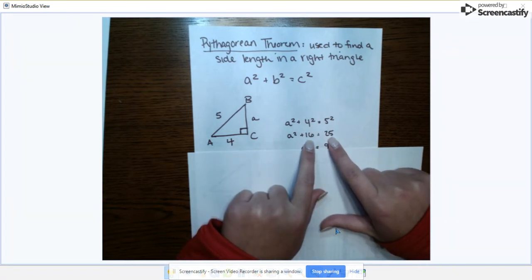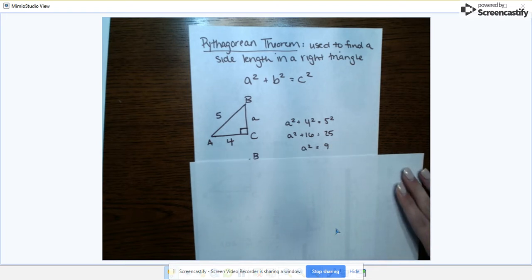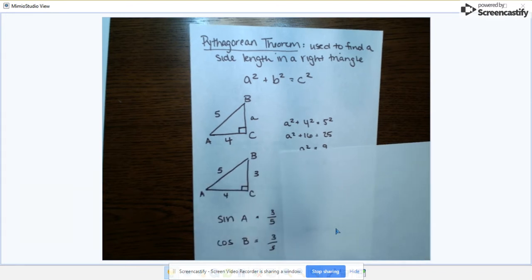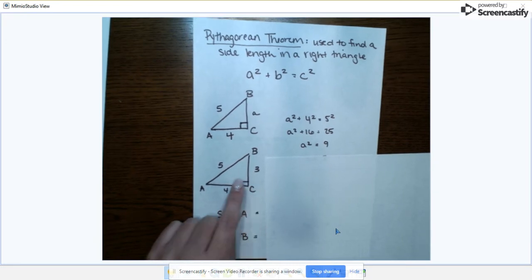Simplify 4 squared and 5 squared. I'm going to subtract this 16 to the other side. So now I have a squared equals 9. And if you take the square root, you get a equals 3. So now I redefined our triangle, and now I have a equaling 3. And now I'm going to find some trig ratios.